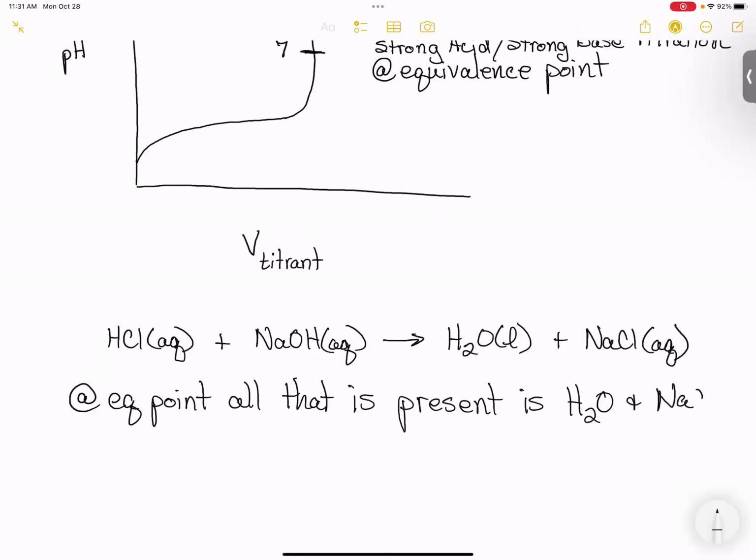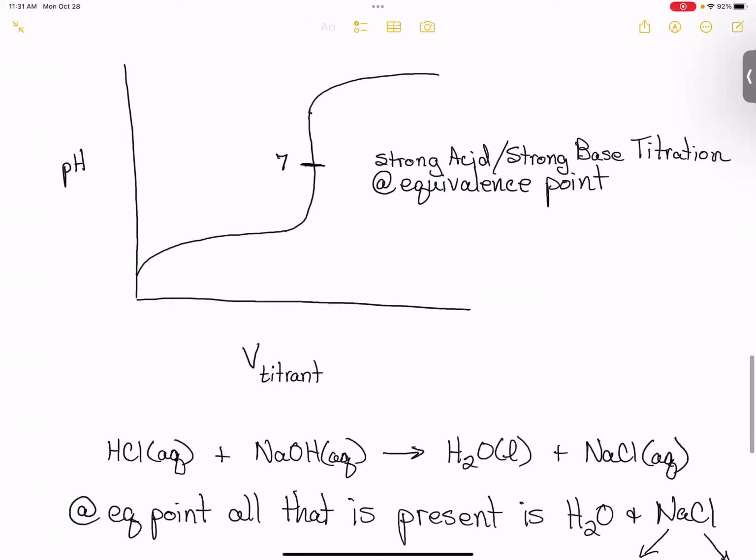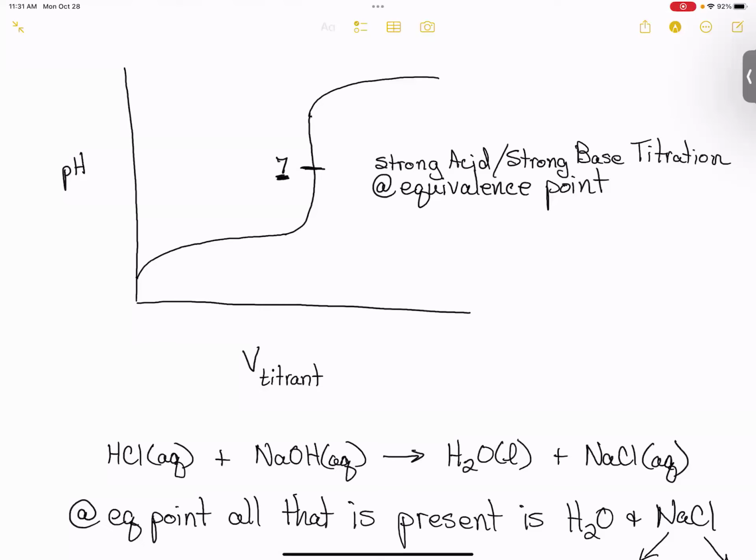Now think back to our salts. This salt came from the sodium hydroxide and from the hydrochloric acid. We had a strong base, strong acid, and so the salt was neutral. Hence the reason we're talking about a pH of 7 is because we're talking about something that is completely neutral.